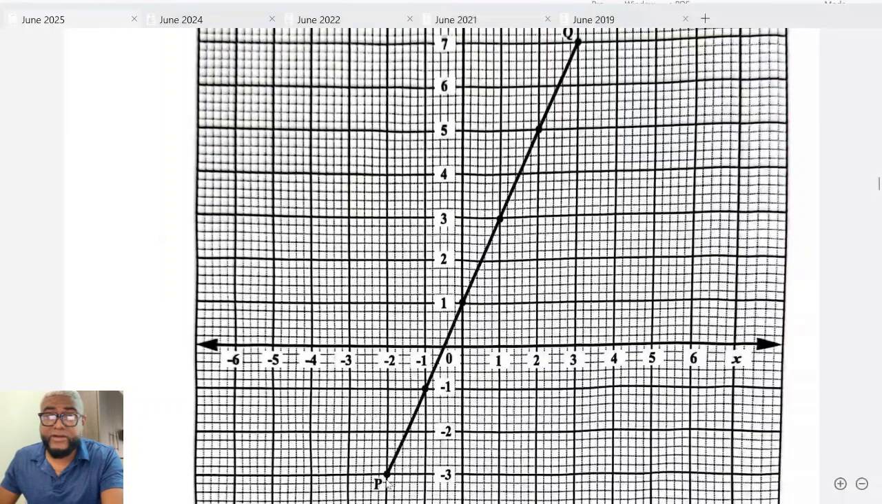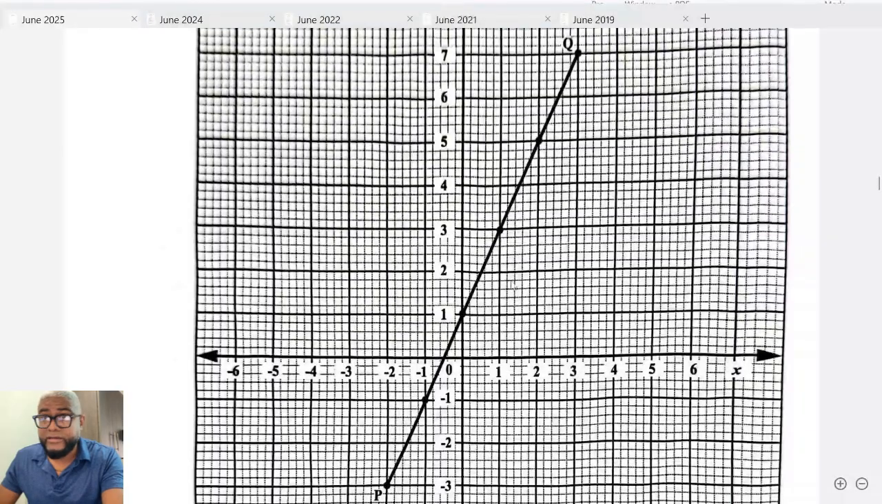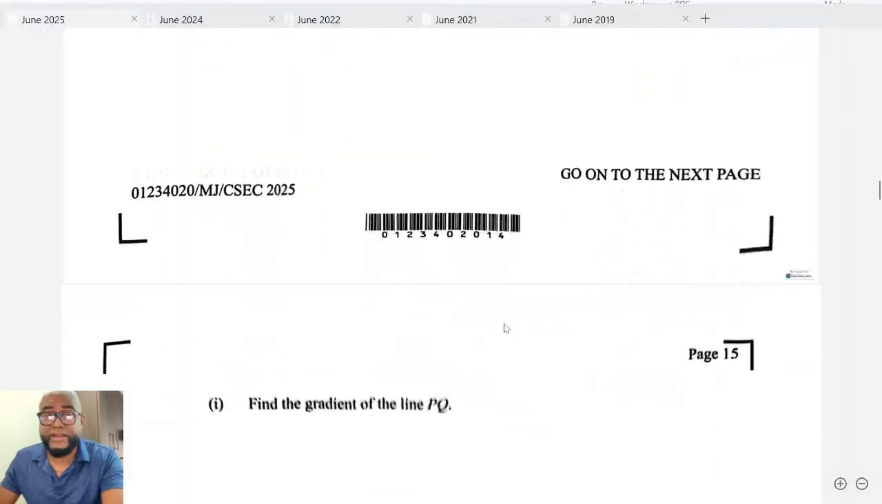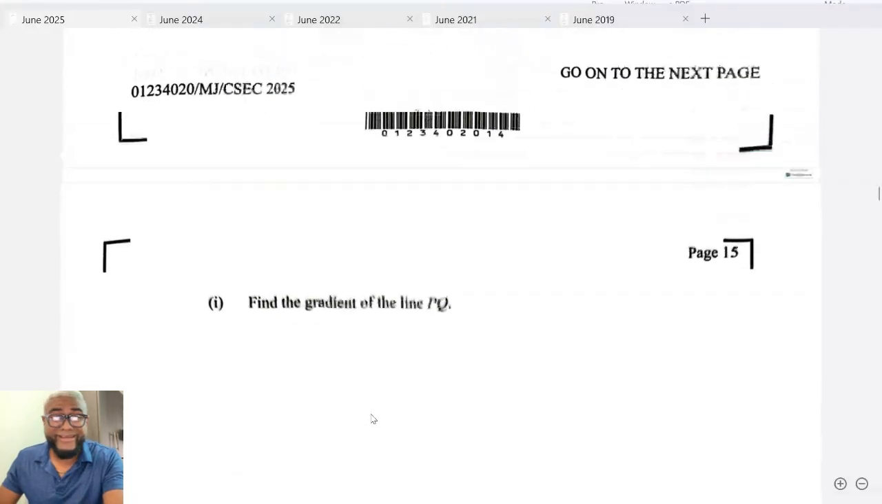The P, so you're seeing P down here and Q up here. Let me see what the question asks, what CXC wants us to do. Look at this kind of food thing CXC giving people now. But it's only 1 mark though.